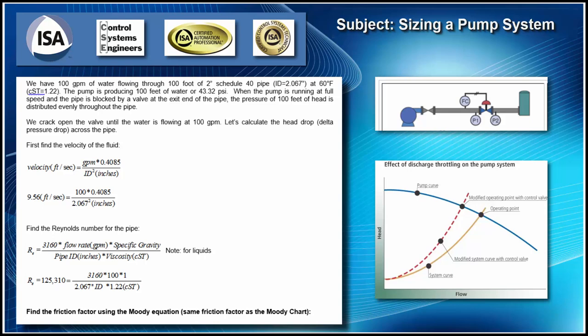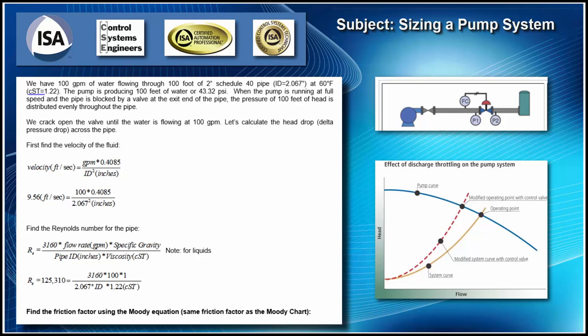And so first of all, we'll get our velocity. What is the velocity of our fluid? The formula we've already used: gallons per minute times 0.4085 divided by the inside pipe diameter in inches squared, and we get our velocity of 9.56 feet per second. So we have a good velocity here with the 2-inch pipe.